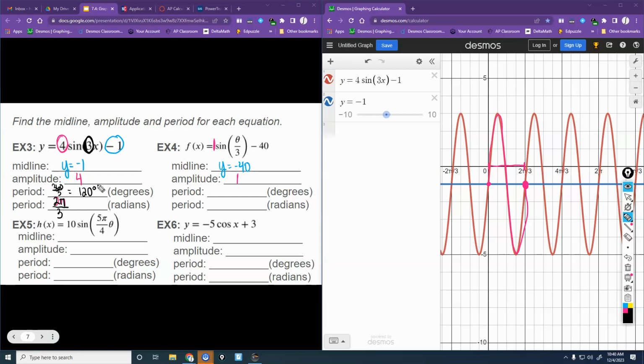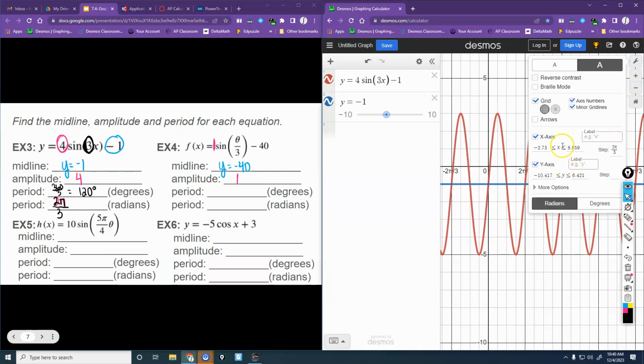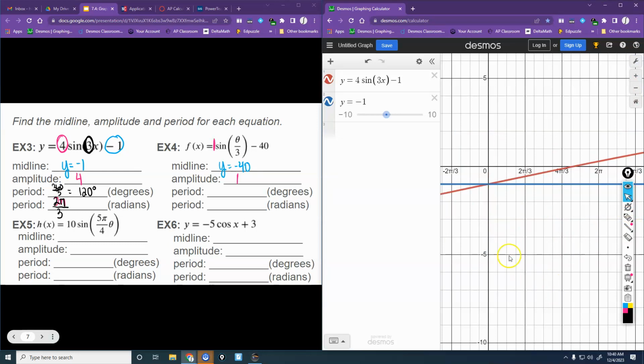Let me show you this from the graph. Okay, so whenever we first graphed this, some of us were not getting a curve. You were getting a line. It looked like this. It is because you were in degree mode, right? So if you're in degree mode, you need to have a full, at least 360 degrees, right?